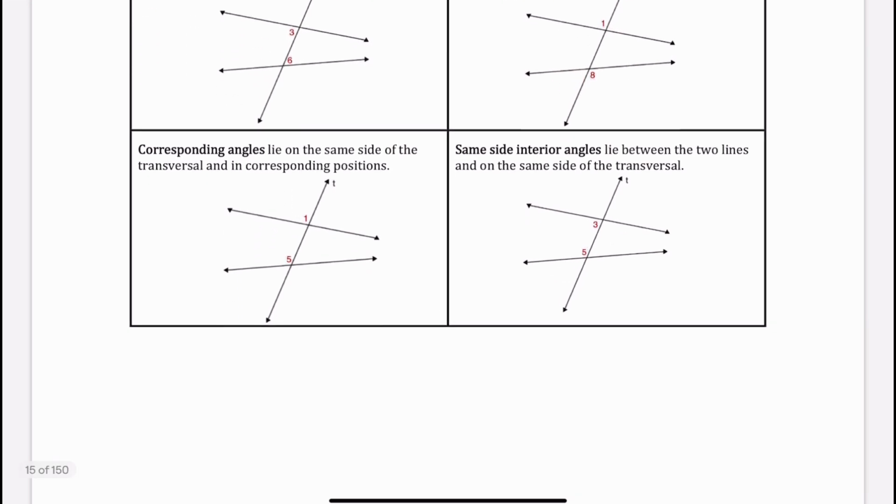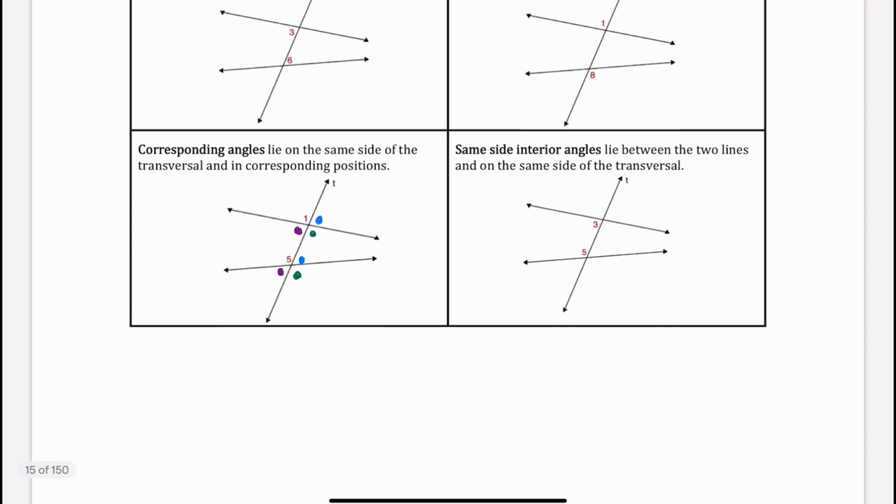Corresponding angles lie in the same position on the same side of our two lines with a transversal. So 1 and 5, they're both in the upper left corner, so they would be corresponding. We could also have corresponding angles here and here, or these two purple dots would be corresponding. We could also have the green dots here. Green and green would be corresponding angles.